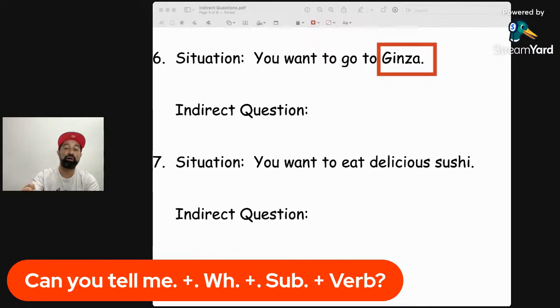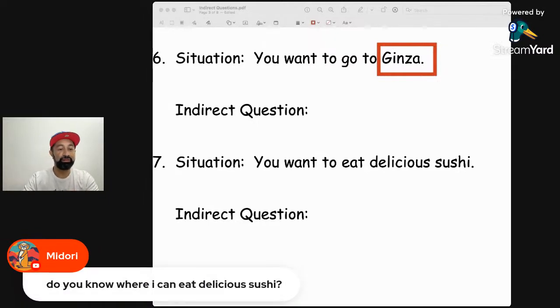Hiroshi, you said, do you know? Because maybe your friend doesn't know. YFS, you said, could you tell me? Because you believe your friend knows the answer. Very good. Midori, do you know where I can eat delicious sushi? Well done, Midori. In fact, I think this is what I would ask, and I'm going to highlight it here, put it on the screen. Do you know where I can eat delicious sushi? So I think most native speakers, this is the question we would ask.